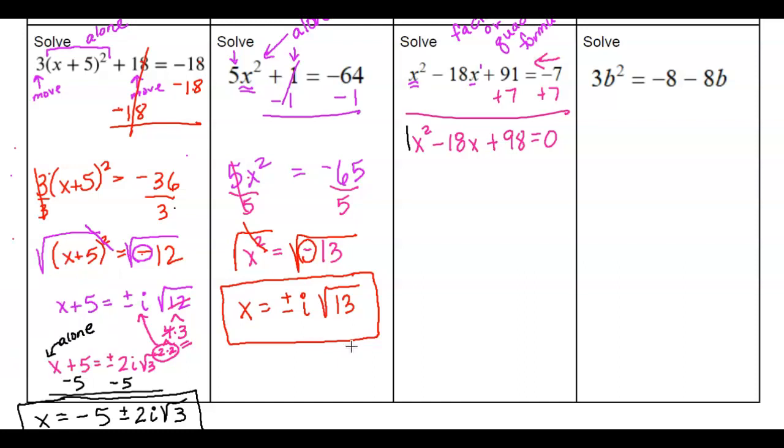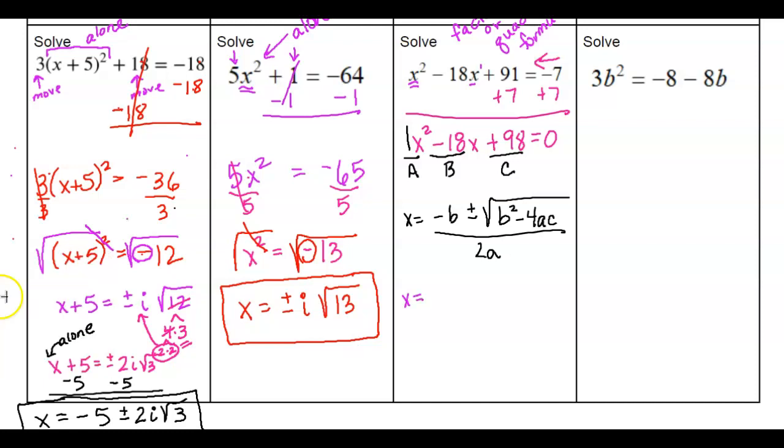So I'm going to put a 1 for A, B is negative 18, and C is 98. So it is a big number. On our quadratic formula, remember it's the opposite of B plus or minus the square root of B squared minus 4 times A times C all over 2 times A.